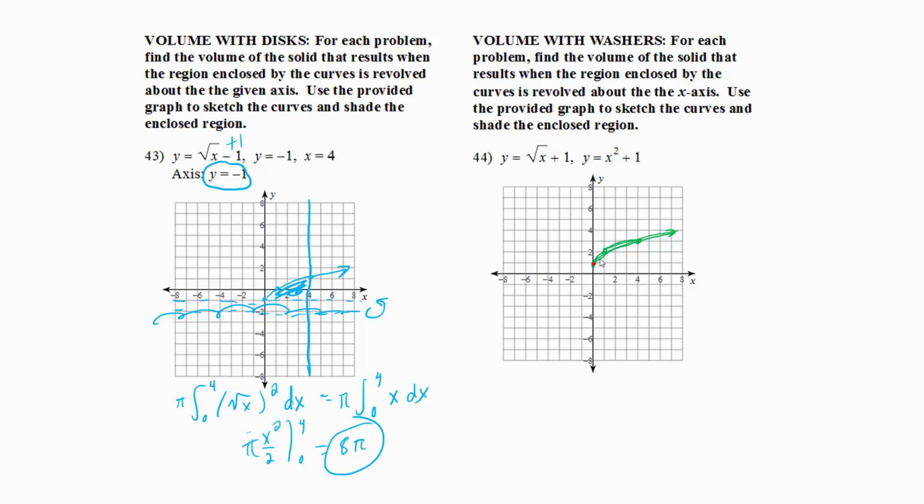The parabola starts at 1 and goes up and over 1, but it curves out like it's concave up because it would hold water, whereas the square root function was concave down.